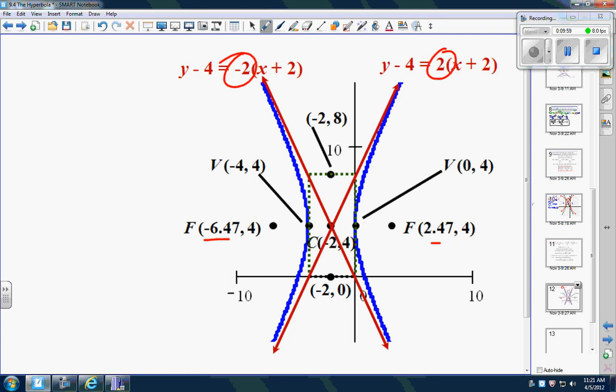Okay, so look at those two examples. Think about questions you guys have, and we'll practice some of those in class tomorrow.